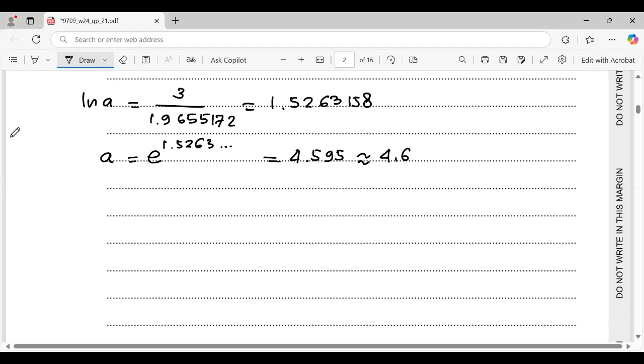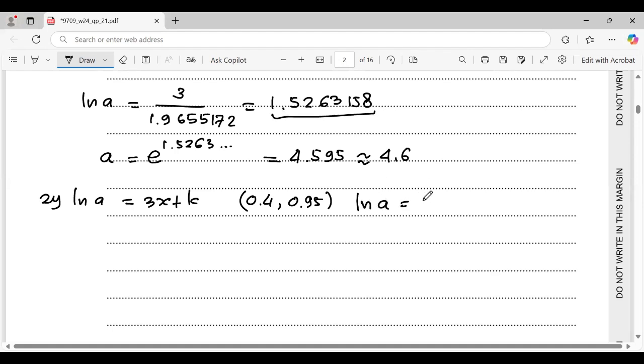From part a, we have the information that 2y ln a equals 3x plus k. Now, substitute the coordinate point (0.4, 0.95), where this is x and this is y, and as well substitute the result ln a equals 1.526. Substitute into this equation. So it becomes 2 times 0.95, this is y, and ln a, this number 1.526, equals 3 times 0.4 plus k.